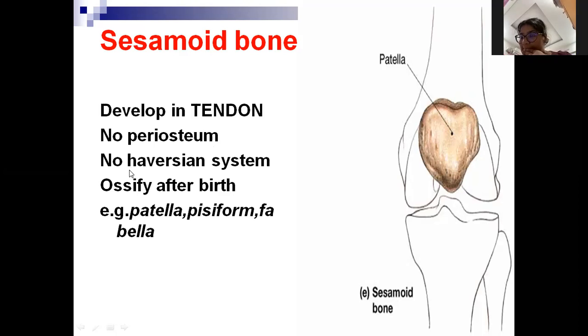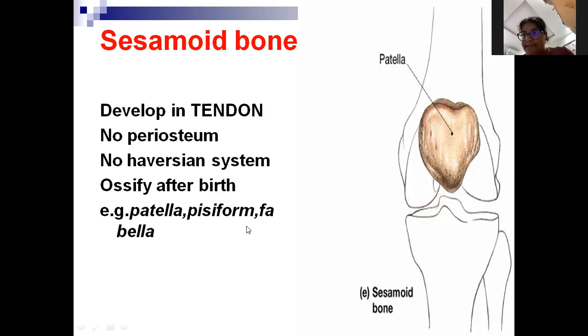Basically, as you should have studied in your intermediate also, we have the Haversian system in the bone. That Haversian system is also missing in sesamoid bone, and they usually ossify after birth. Wherever pressure is more, pressure points, like the knee, a lot of pressure is there. When the baby is crawling, trying to stand, walk, a lot of pressure will be there over the knees, then you will see such bones develop. Such bones are sesamoid bones. The best example we have is patella.